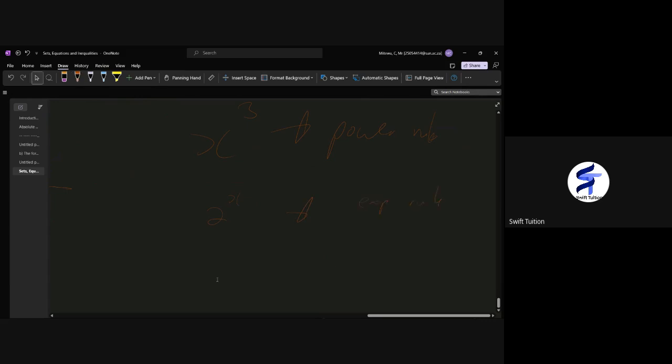You use the product rule when you have two functions multiplying each other out. That's going to be the product rule. You use the quotient rule when you have two functions being divided by each other.